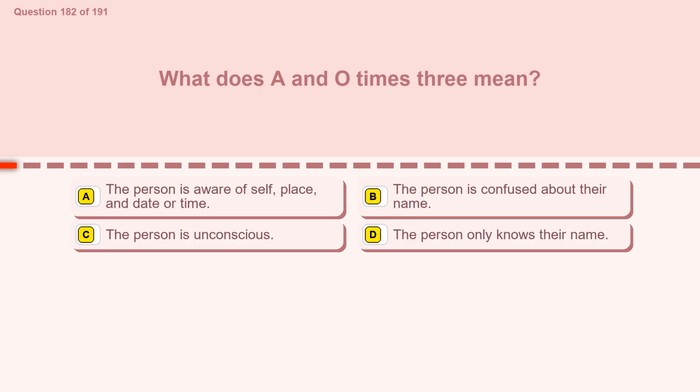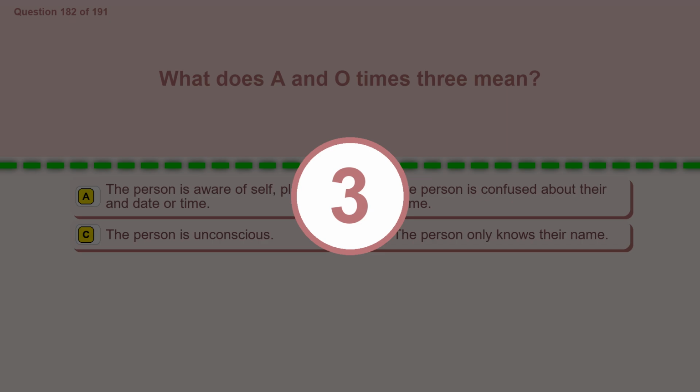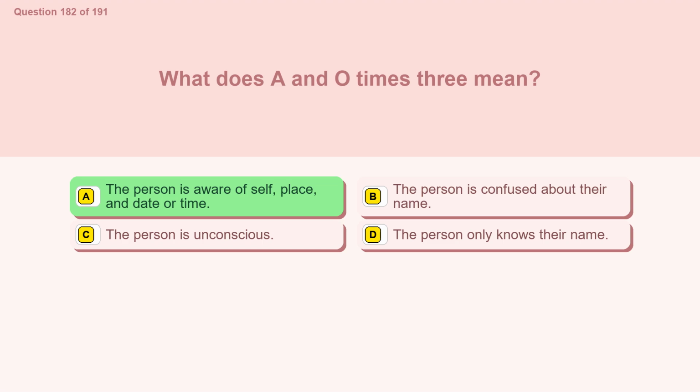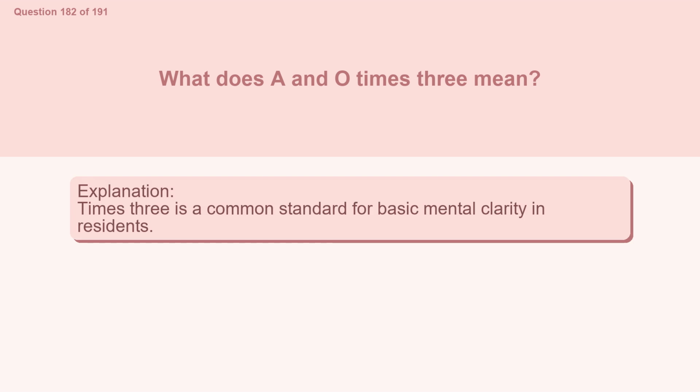Question 182. What does A&O times 3 mean? Option A, the person is aware of self, place, and date or time. Option B, the person is confused about their name. Option C, the person is unconscious. Option D, the person only knows their name. The correct answer is option A, the person is aware of self, place, and date or time. Times 3 is a common standard for basic mental clarity in residents.